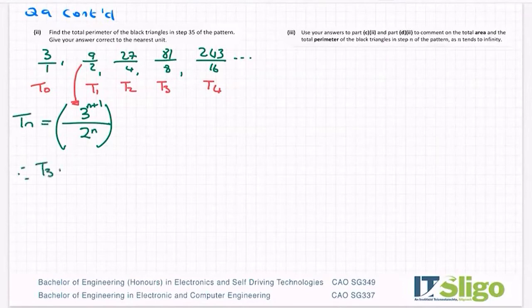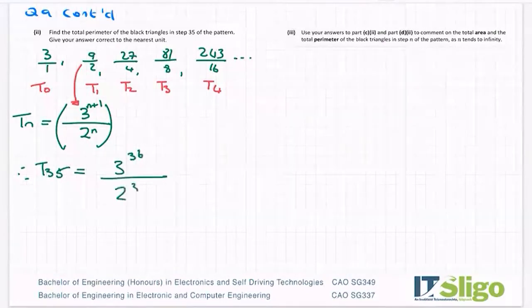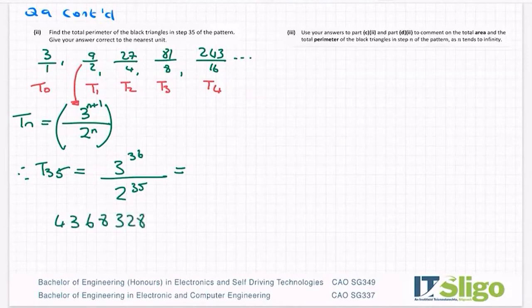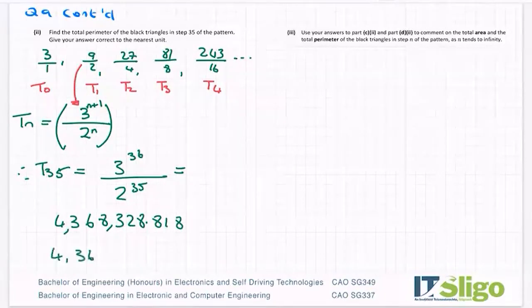So T35 would be 3 to the power of 35 plus 1, which is 36, over 2 to the power of 35. If you put that into your calculator, 3 to the power of 36 over 2 to the power of 35, you get, geez, a big number, 4,368,328.818. That's 4 million. Give your answer correct to the nearest unit: 4,368,329.